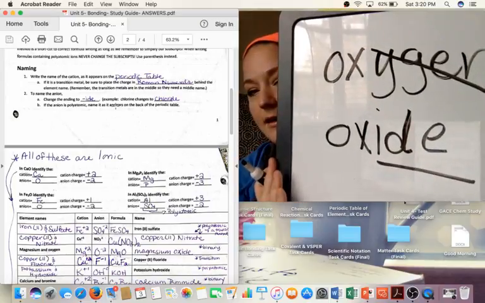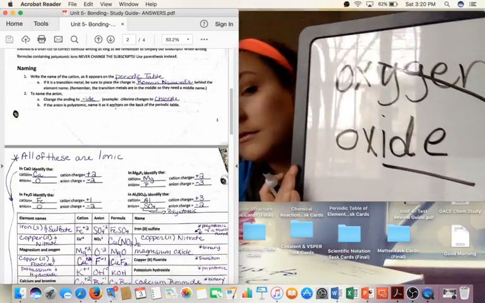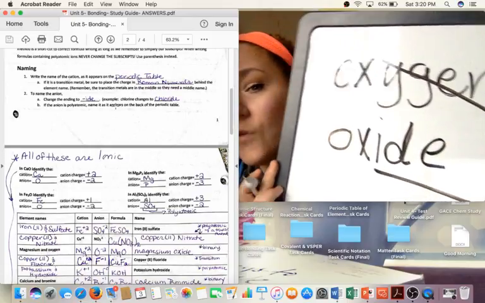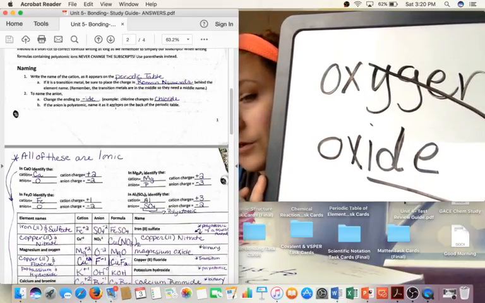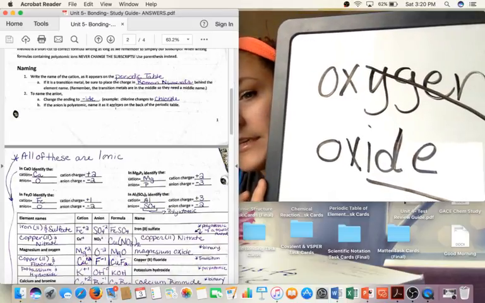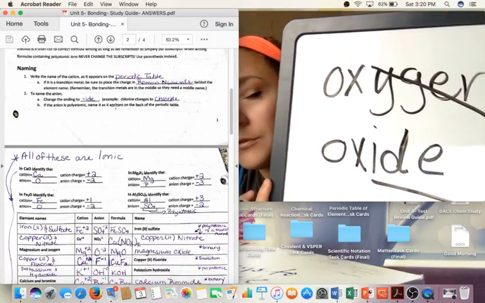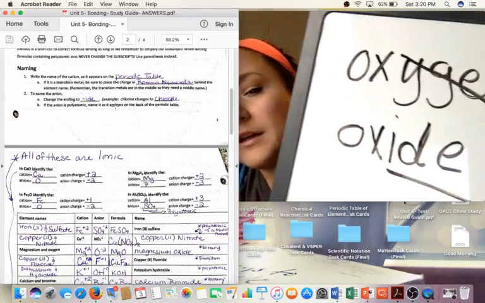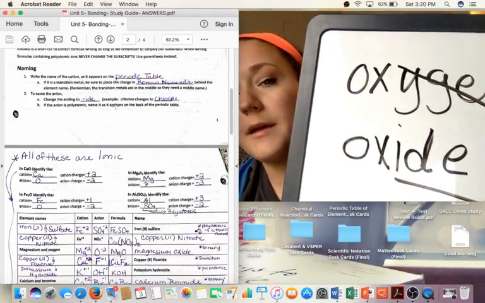And you add IDE. He's still oxygen, but what this says is that he has formed an ionic bond, formed a relationship. The IDE stands for being able to form a relationship. You're going to see this in covalent bonding as well when you have a nonmetal.